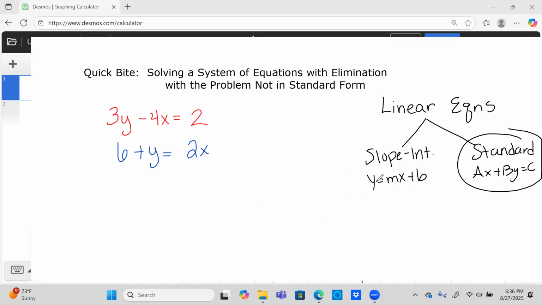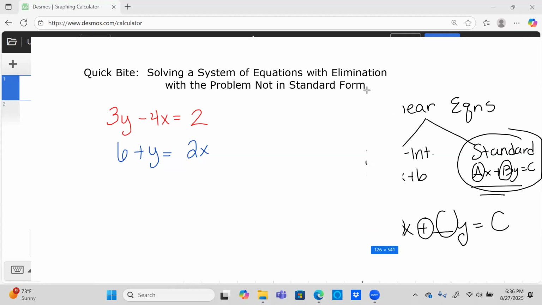So these are not quite right. They need to look like this: something x plus or minus something y equals a constant, where this a and this b are numbers. And again, this can be plus or minus, either way. Okay, so we are going to fix these.